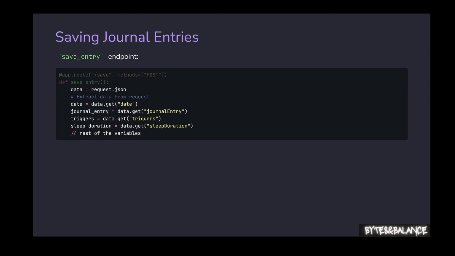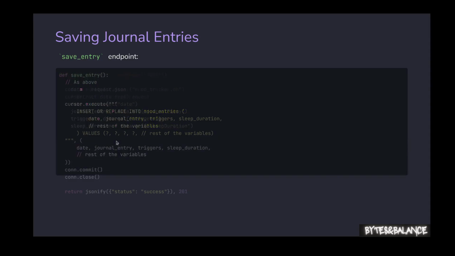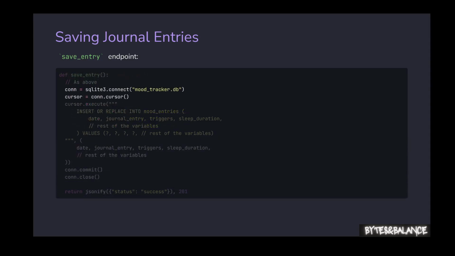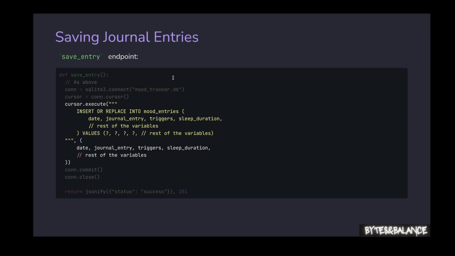Then the same thing that you have seen multiple times, connecting to the database and creating that cursor object. Then we have the SQL command. This is our SQL command, which is INSERT OR REPLACE. And this tells SQLite to insert a new row into the mood entries table. If a row with the same primary key, in this case the date, already exists, it replaces the old row with the new data.